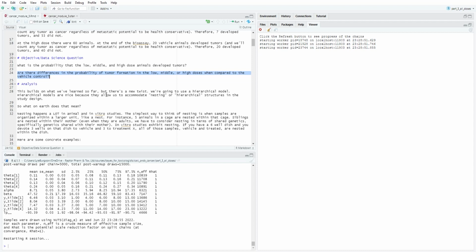Another example that we like to use is animals in a cage. So if you've got all your vehicle animals in one single cage, all those animals together in that cage are sharing an environment.